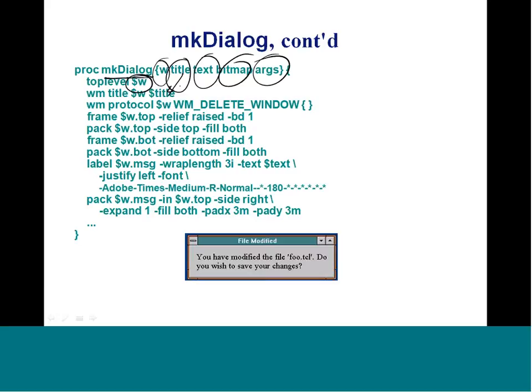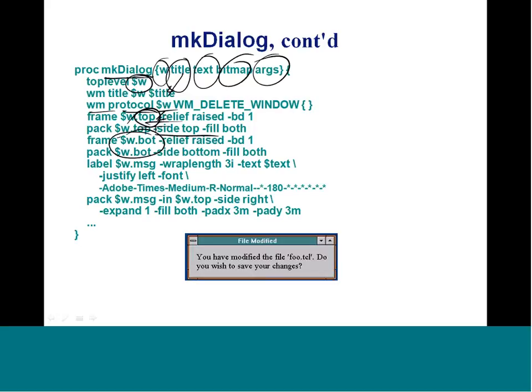Then we also create a window manager protocol, which just says how we delete this particular window. And then we define a child window, which is $w.top, and this child window is packed at the top level, at the topmost point. And then we have a similar one for the bottom side, another child window, w.bot, and that goes into the bottom.